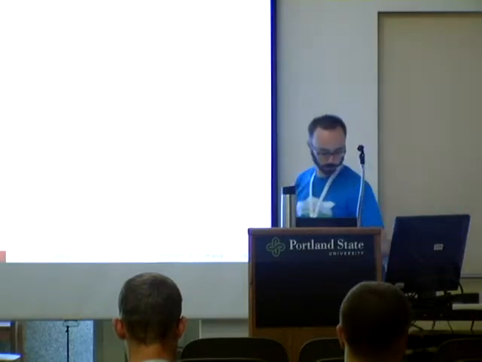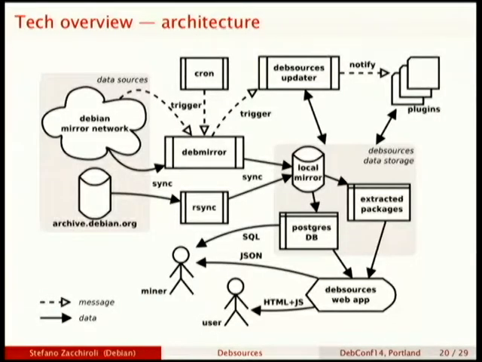So, technical details for people who might be interested in contributing. This is the architecture. I had to do that for the paper we submitted, so that's why I spent some time making such a big picture. Essentially, as a backend here, we use the Debian Mirror network and archive.debian.org. We mirror it locally in different ways, because you can mirror the main archive using debmirror, but you cannot mirror the historical archive using debmirror, given the archive format evolved over time. So this is plain old rsync. So locally, we have a big local mirror.